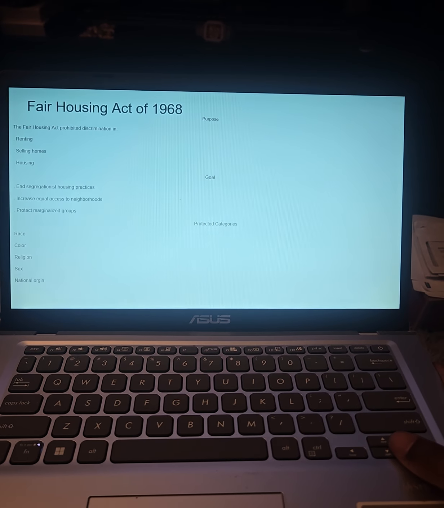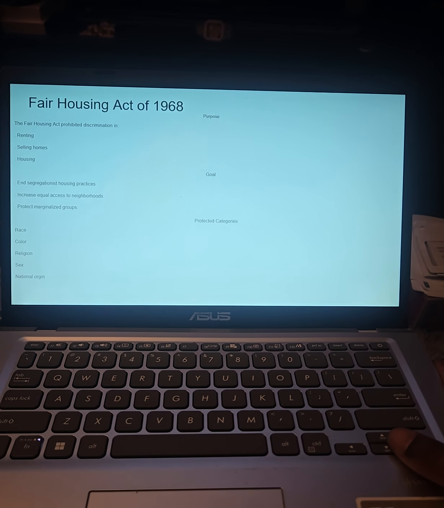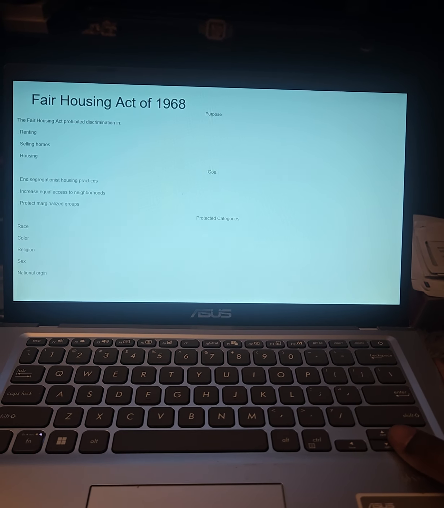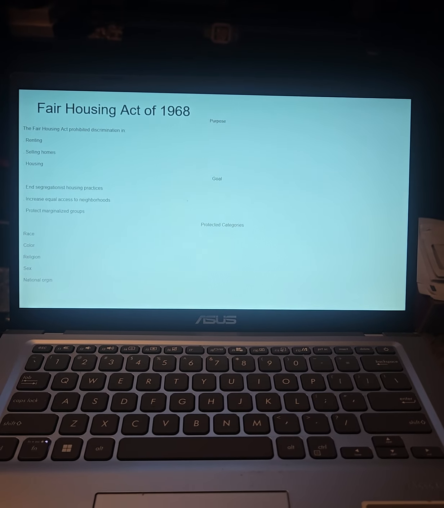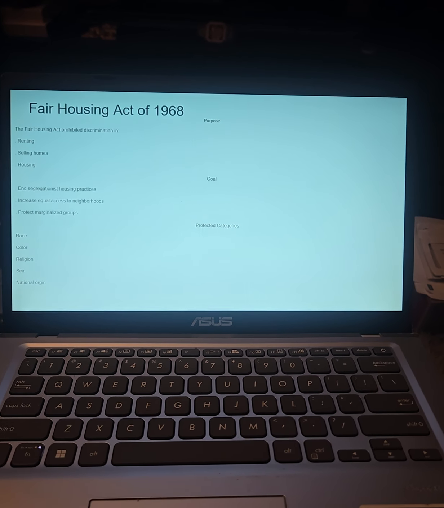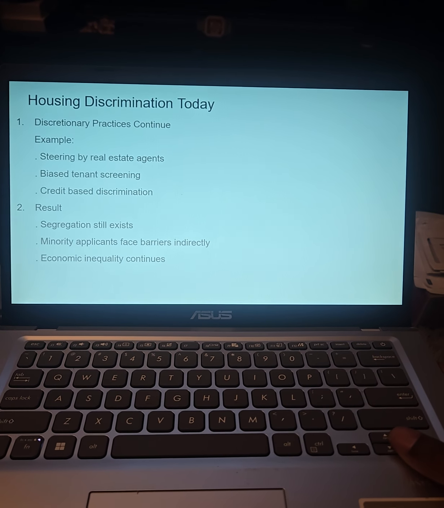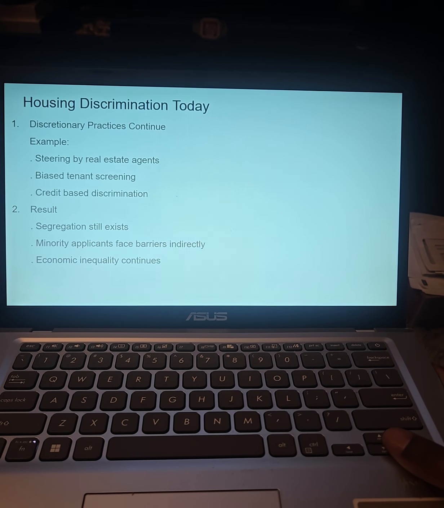And what they wanted to try to eliminate was discrimination based on race, color, religion, sex, and national origin. So pretty much what they were trying to do is anybody can live anywhere, as long as you meet the qualifications. Now we're going to talk about housing discrimination today.